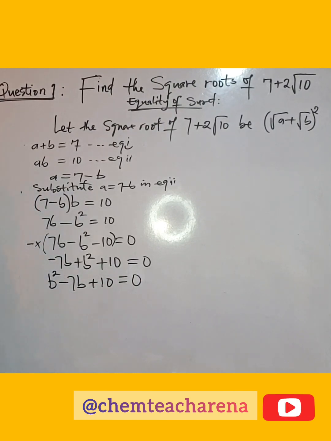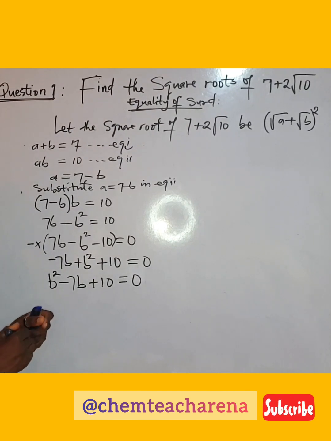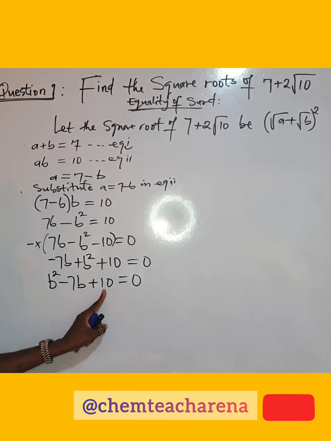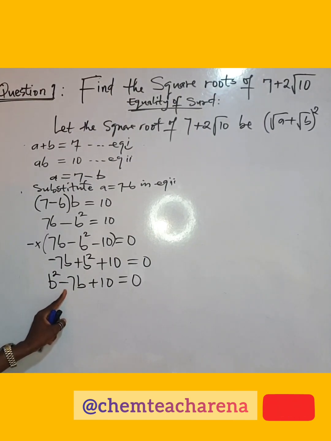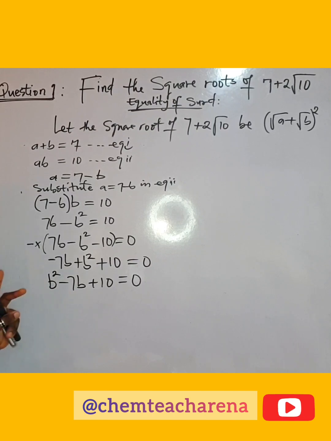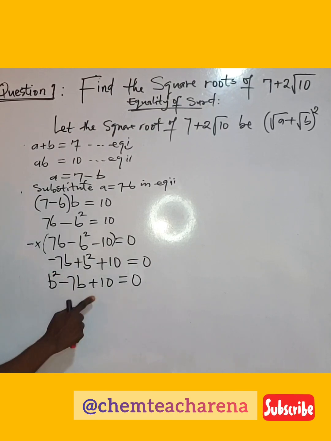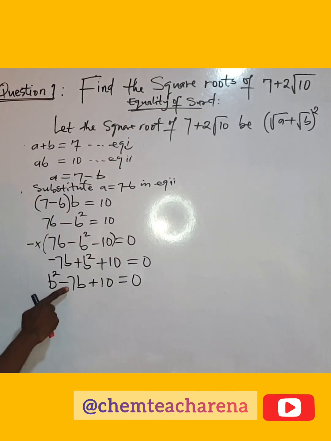Now we can factorize. Factorizing this expression, let's look for two numbers so that when we multiply the two numbers together, we will get positive 10. And when we add the two numbers together, we'll have negative 7. Is that clear? Now, when factorizing, always look for two numbers so that when you multiply them together, it will give you positive 10, then when you add them together, it will give you negative 7.